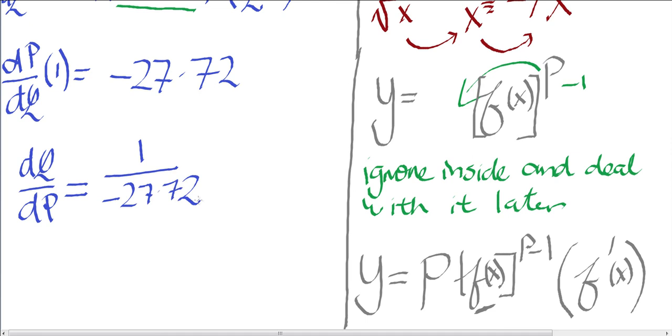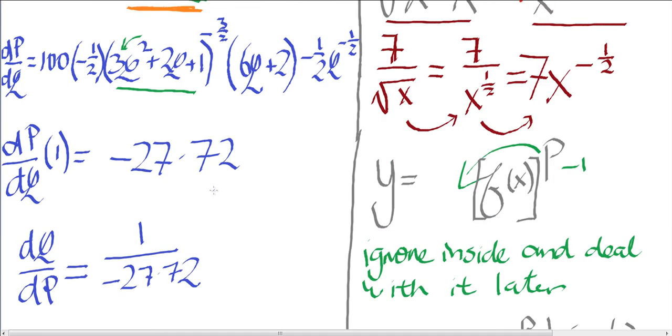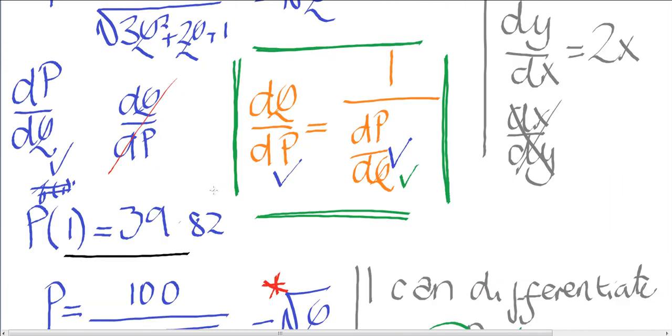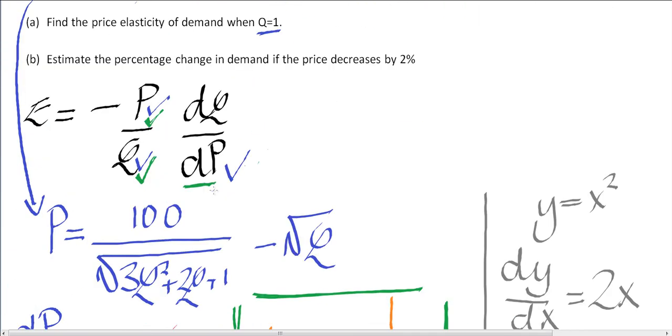Leave it like that, because we're eventually going to throw this into the calculator again to get the final figure for elasticity. So leave it like that, don't worry about working that out. Do we have everything finally that we need? Yes, we have the p, yes, we have the q, and now we have dp dq. So we're ready to sub into that formula.